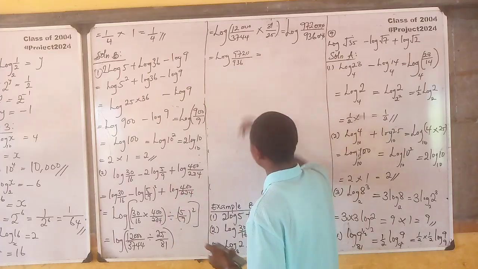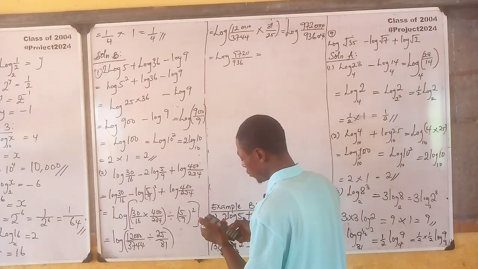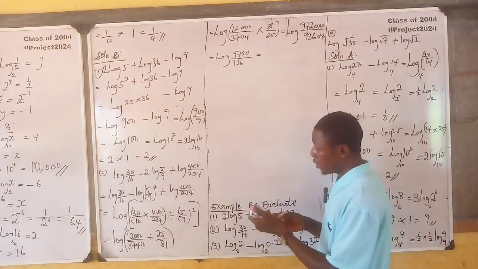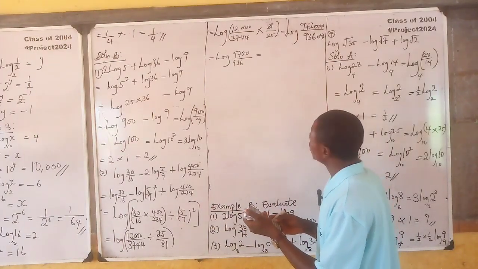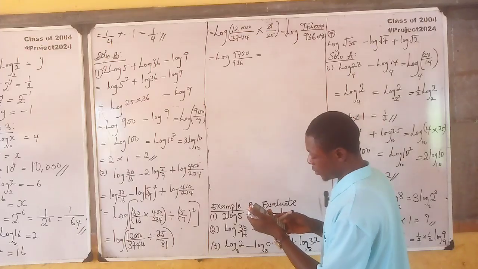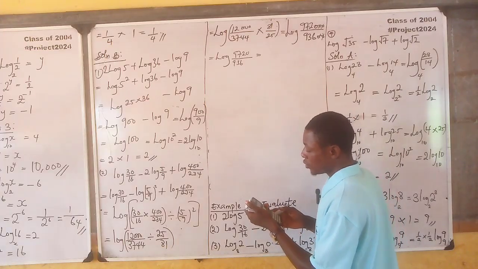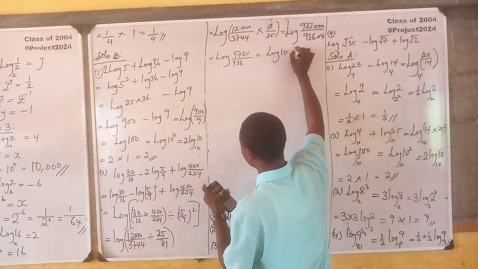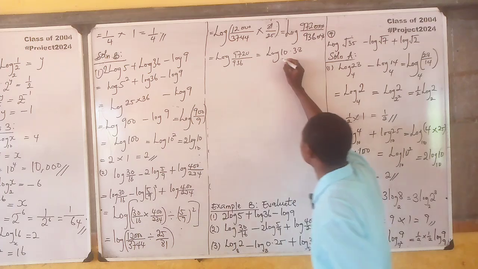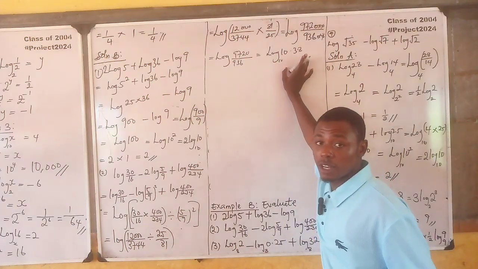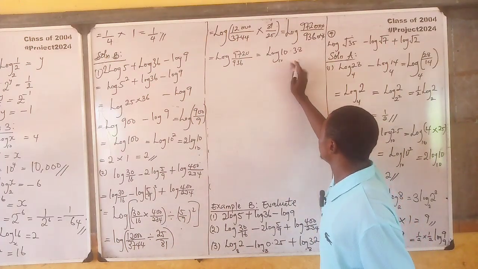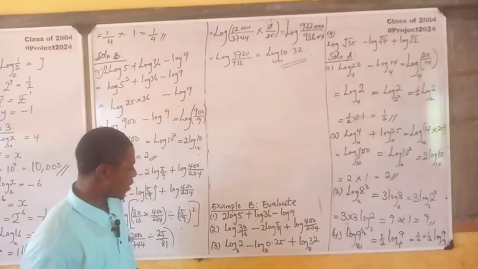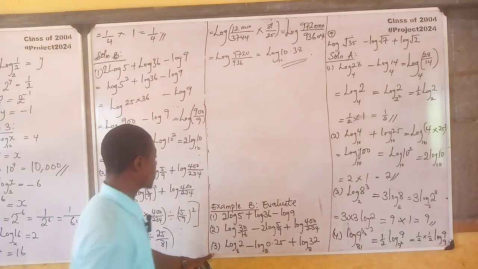So if you divide it, 9720 divided by 936 is going to give us log of 10.38. Now this is in base 10. There is nothing you are going to do here to get a whole number. So definitely you are going to stop at this particular point. Then the next one is number 3.